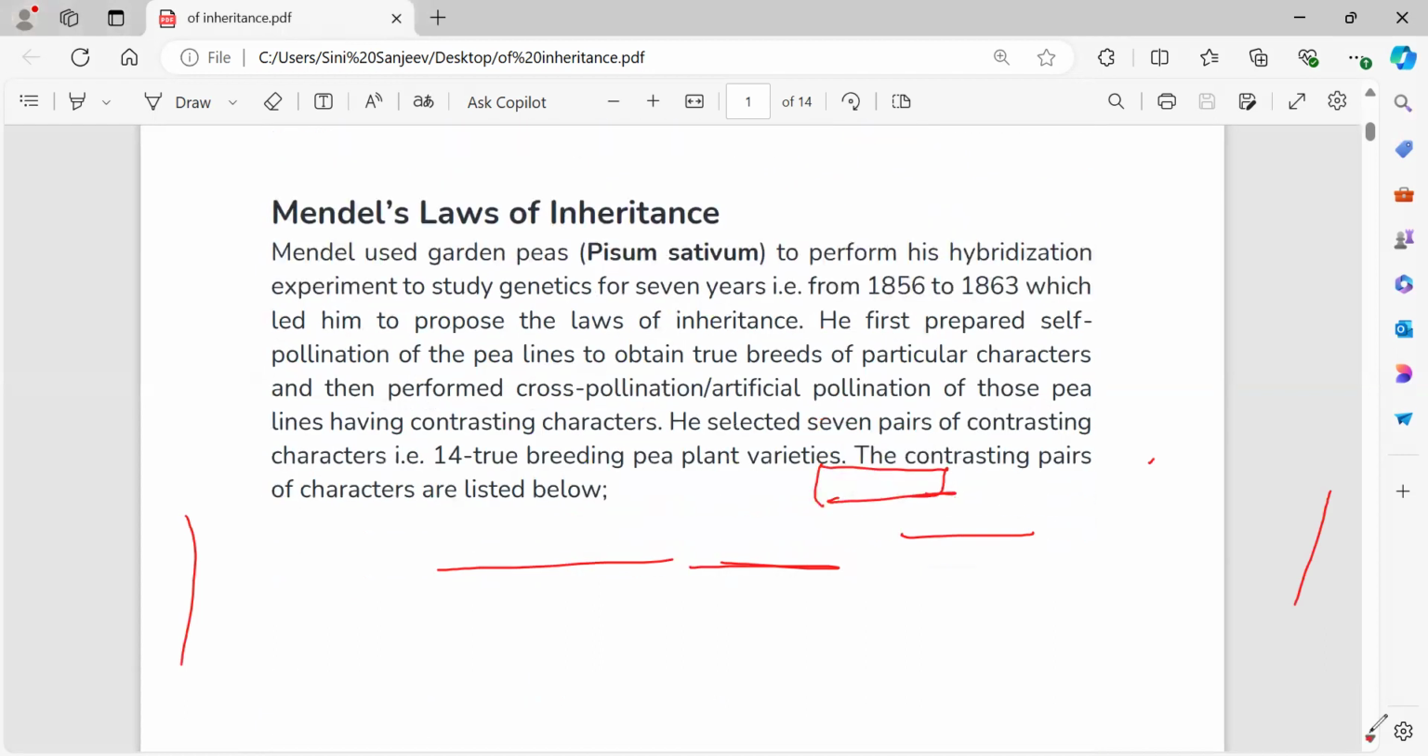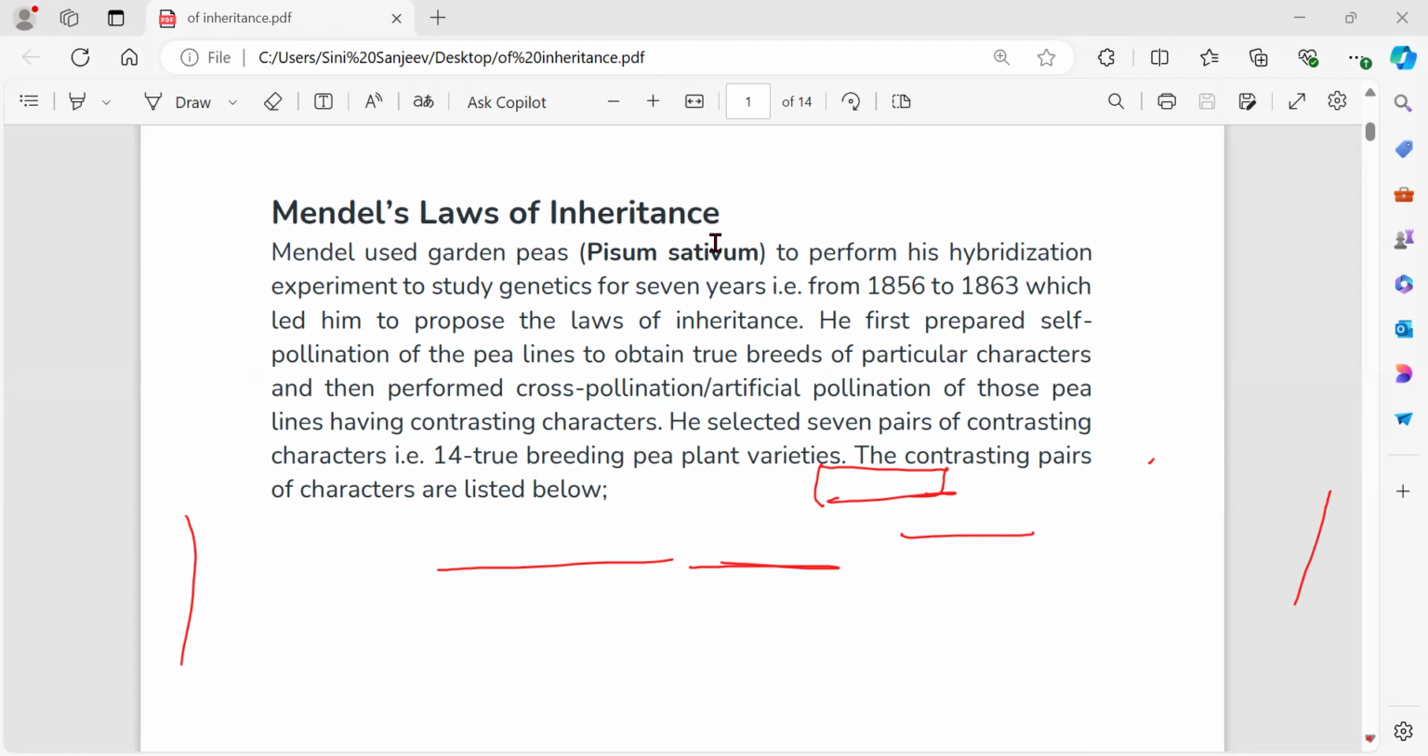So next is Mendel's law of inheritance. Now, I already told you, Gregor Mendel put forward an experiment on the pea plant, which is generally known by the scientific name Pisum sativum. He used many varieties and combined them together to see what actually comes out. He studied this genetics over a span of 7 years.